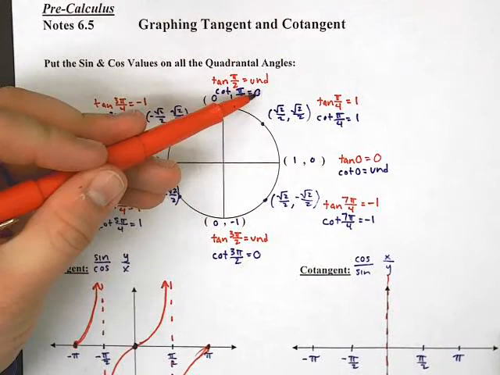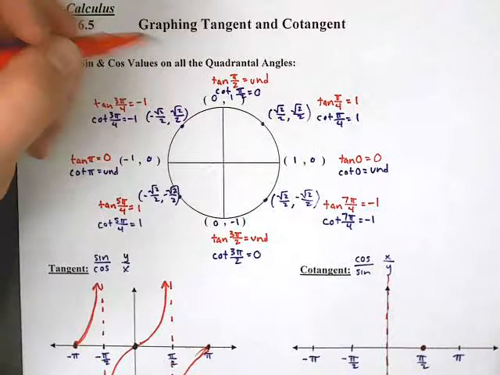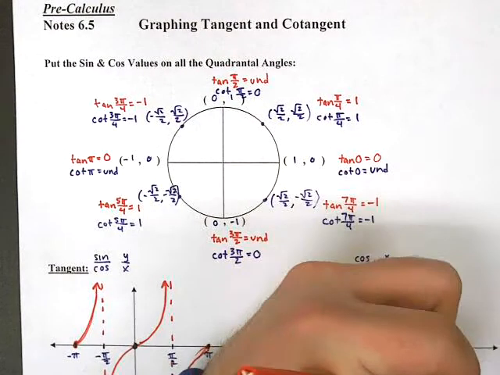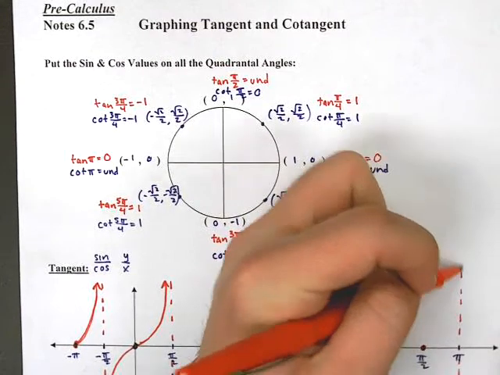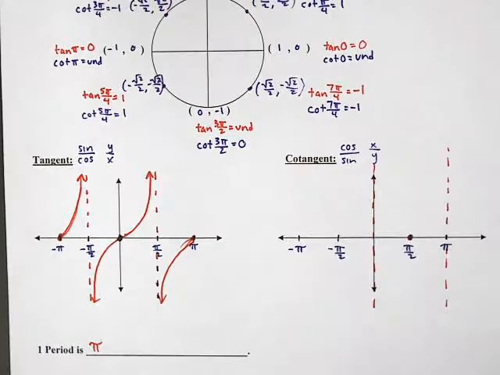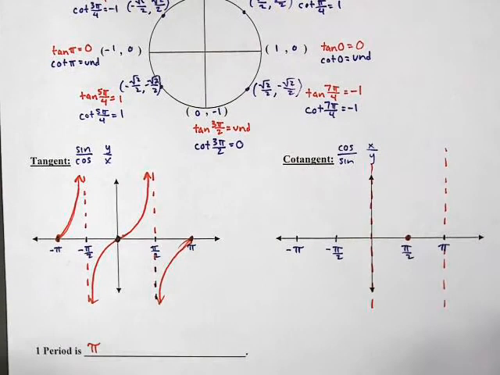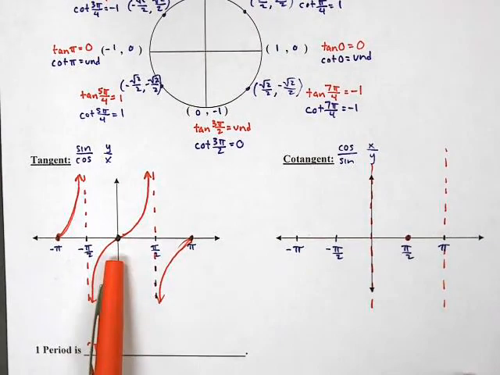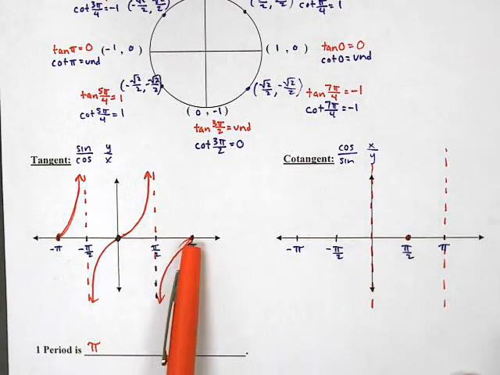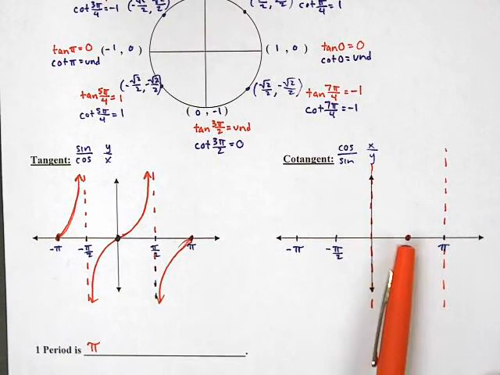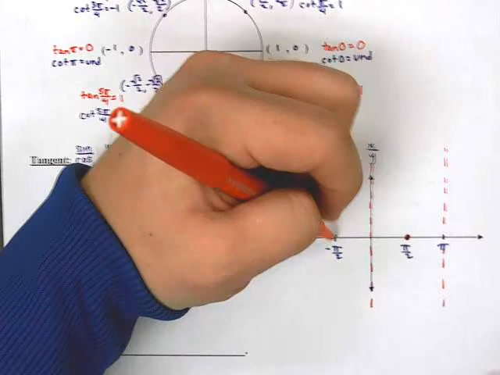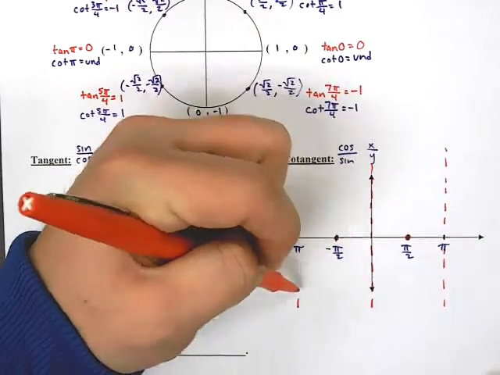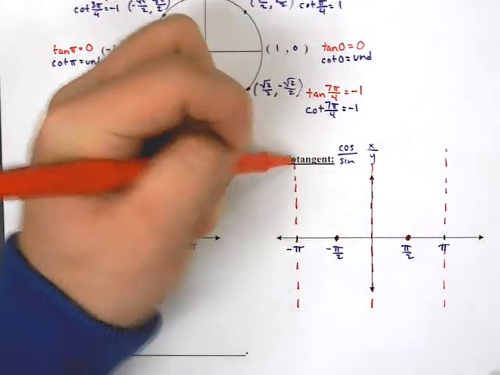Up at pi over 2, I have a 0, and over at pi, I'm undefined. So let's just get this out of the way right now. Oh my gosh, I'm off the graph. You guys are going to kill me for that. Sorry. In tangent, it was point, asymptote, point. Cotangent, asymptote, point, asymptote. All right? Please remember that. It is important.